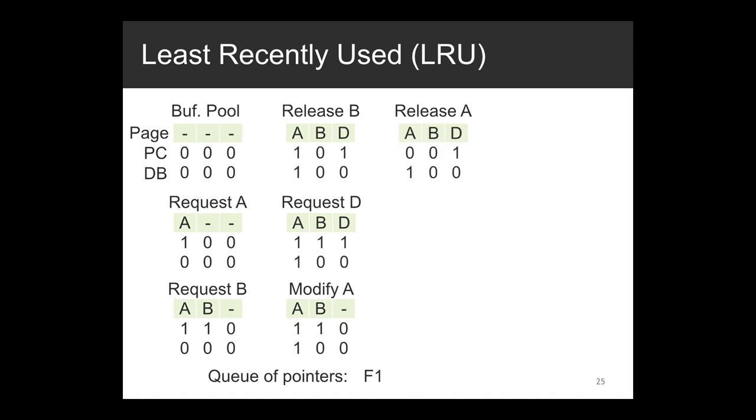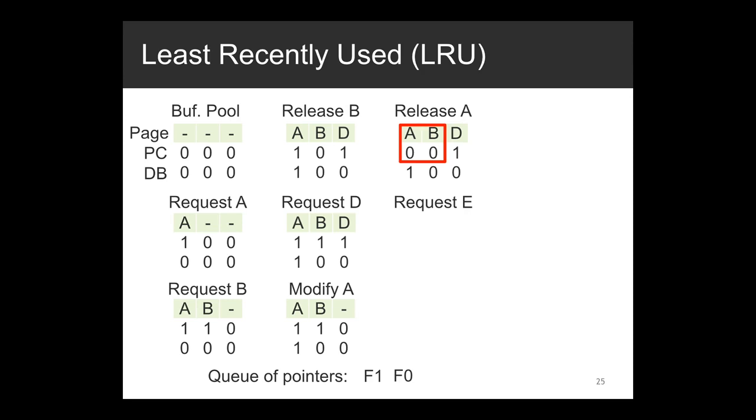Now the query says release A, and so the pin count for A goes down, so it also gets unpinned. And therefore, F0 is pushed to the end of the queue. So here, F0 is added to the end of the queue, and F1 is at the head of the queue. Okay, does that make sense? So now you have 2 frames that actually have pages in them, but their pin counts are 0.